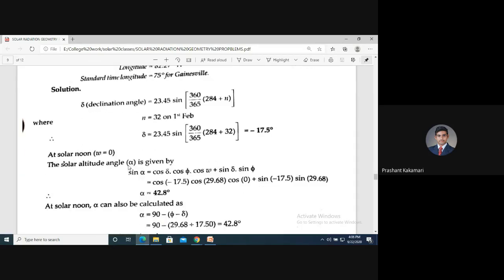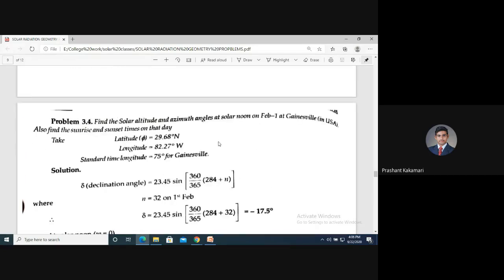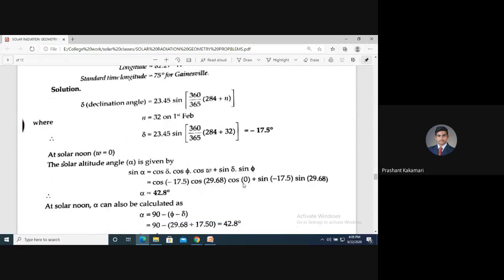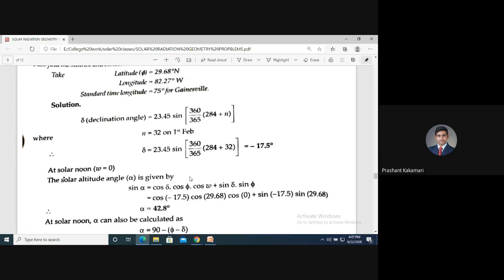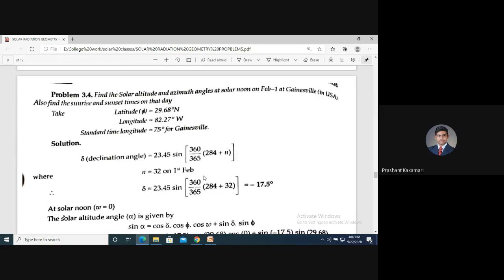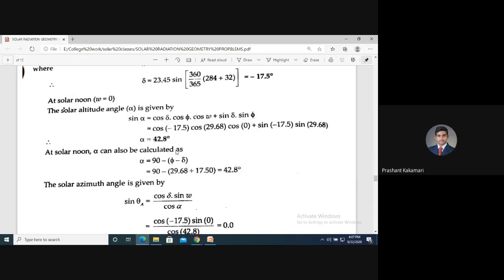So using that 32 days, I can find out the declination angle. We need the hour angle to find the altitude angle. So the hour angle, what have they given? 12 noon. So the hour angle will be 0. There is no movement of the sun from the zenith, or the normal to the horizontal surface. So omega we have considered 0 in this problem. Then the declination angle is coming out to be minus 17.5 degrees. Then phi is the given latitude angle 29.68 degrees, that you can substitute, and one can find out the alpha angle.